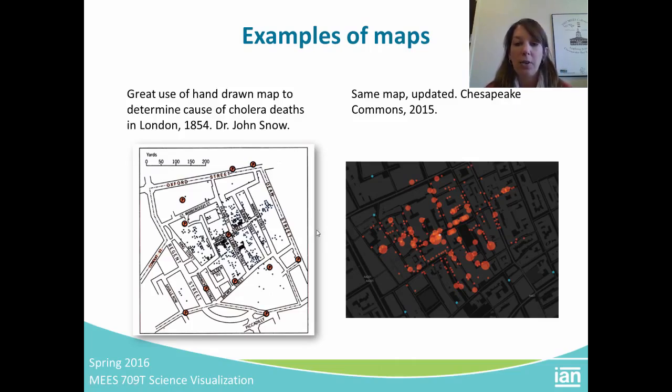On the right-hand side, you can see the same map reimagined in today's world, and it's a heat map where they used bigger dots to indicate more deaths, and you can still see again this cluster of deaths right around this same pump.